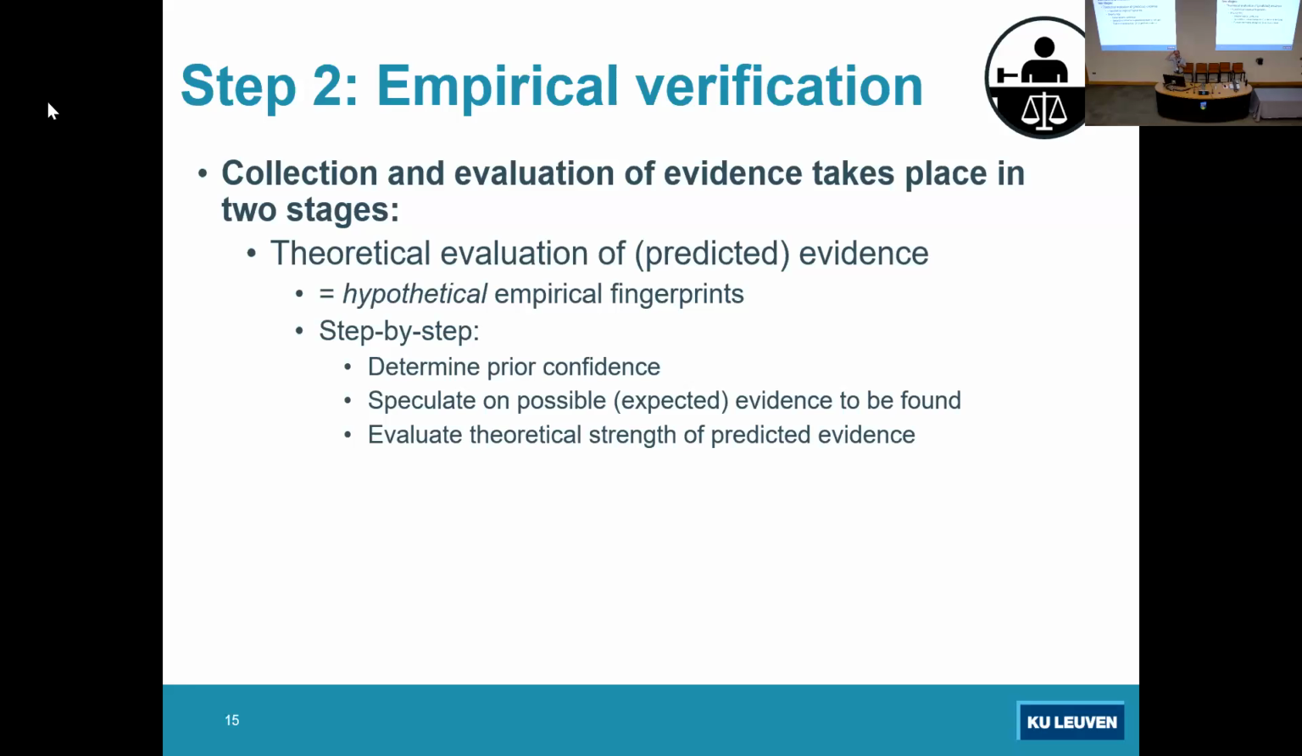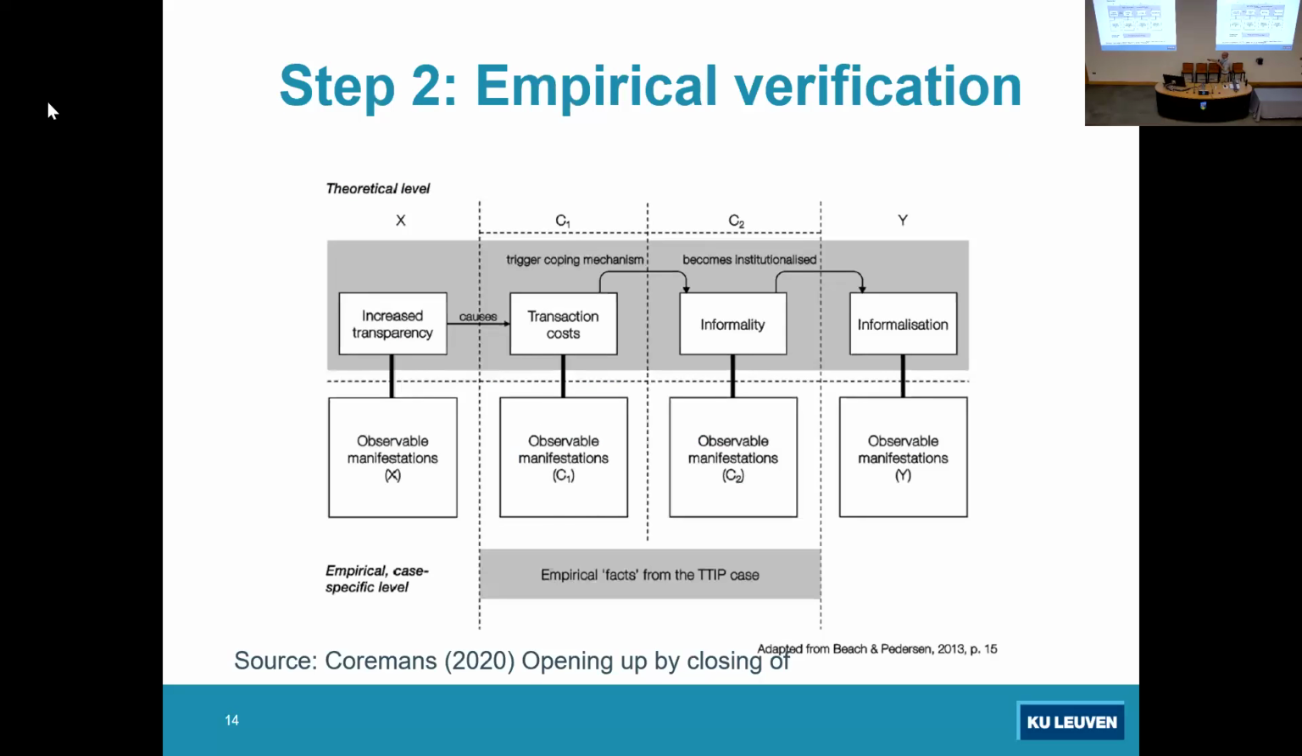First, the theoretical evaluation of evidence. And that's quite interesting. You don't even look at the evidence itself, but the theoretical evaluation happens first. So if you have, for example, this kind of step, increased transparency causes transaction costs, you first think about what kind of evidence could I find or should I find in order to support this, that I can really claim that this happened. What kind of evidence would I need?